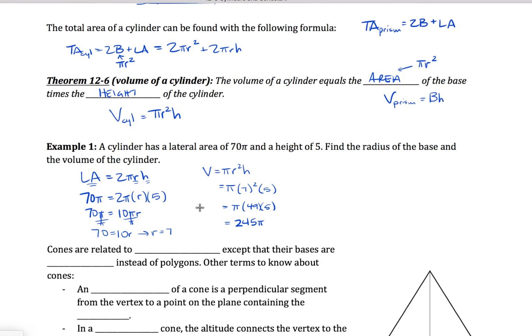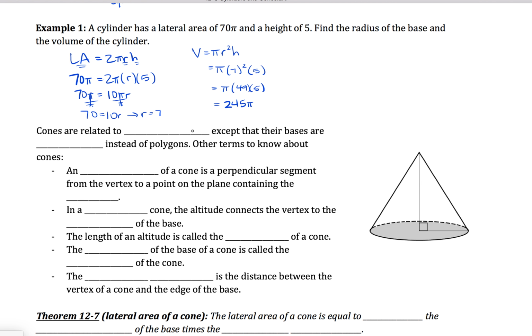Now let's shift gears a little bit and talk about cones. Cones are related to pyramids. And you can kind of see that, I think, if you look at a cone. It kind of looks like a rounded pyramid, right? The bases of a cone are circles, whereas the bases of pyramids were polygons. Now, some other things you need to know about the cones.